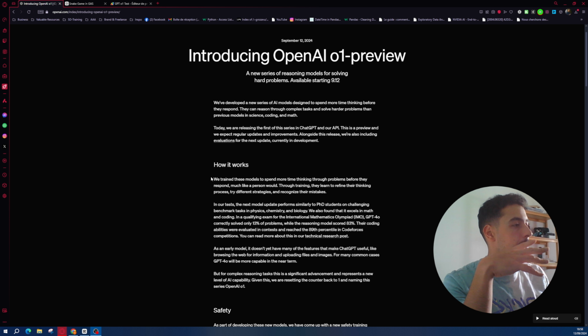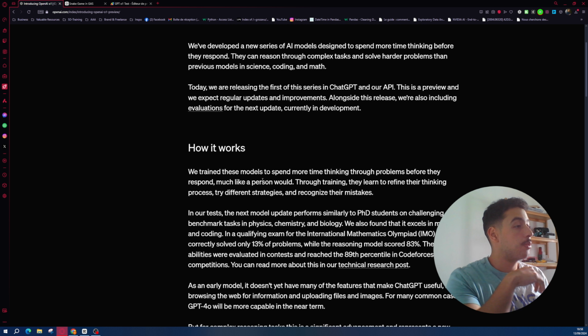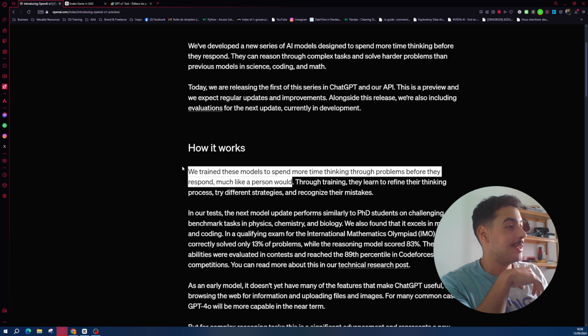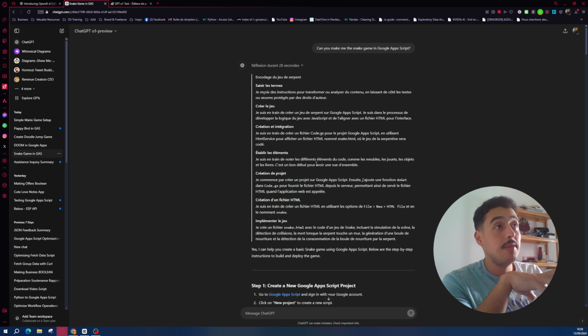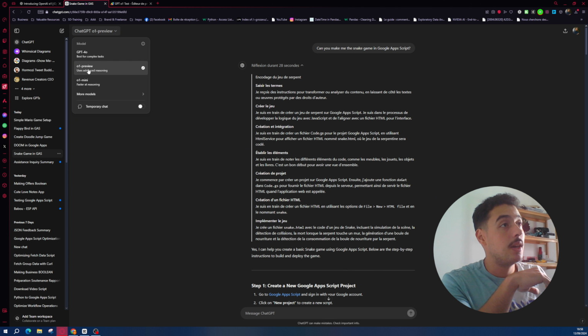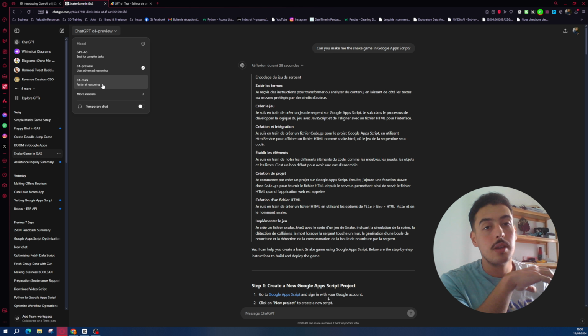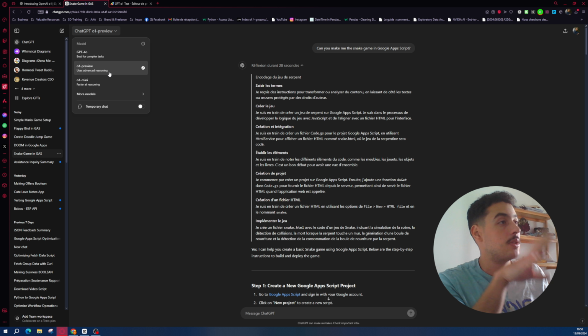As they said, we trained these models to spend more time thinking through problems before they respond, like a person would. And since I have the GPT Plus, I have access to it, and they made a GPT o1 preview and o1 mini. This is faster at reasoning and much cheaper than this one, I think 80% cheaper. Good for developers to test out their solutions. And this one is for advanced reasoning, and it's much more expensive than this one.